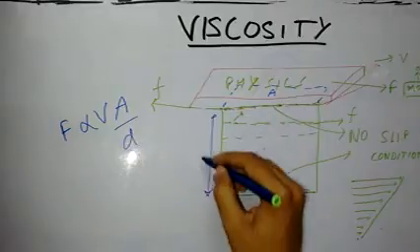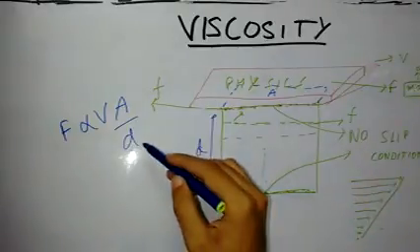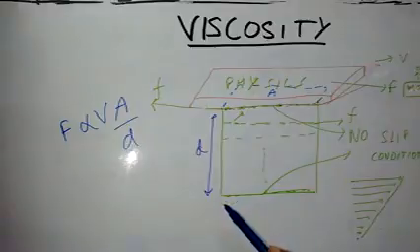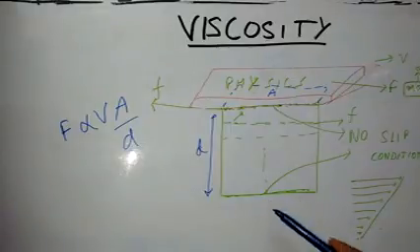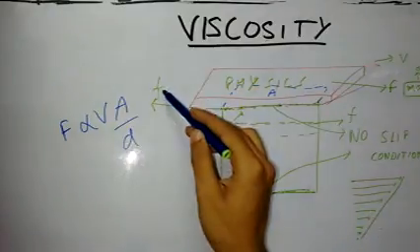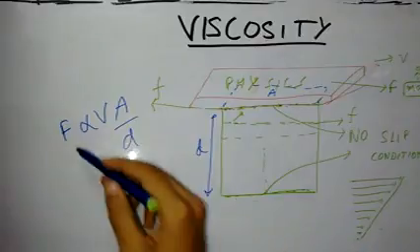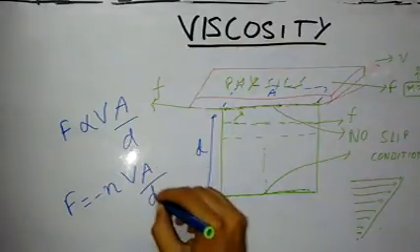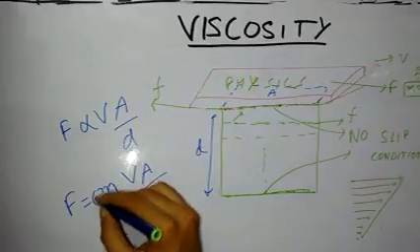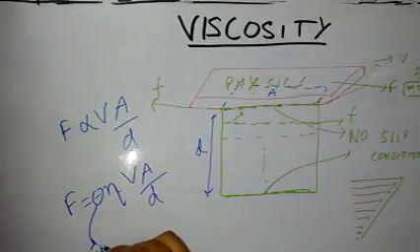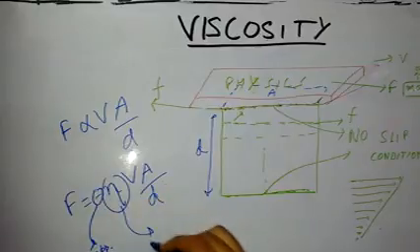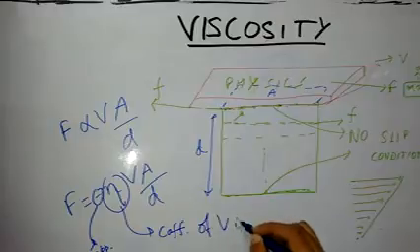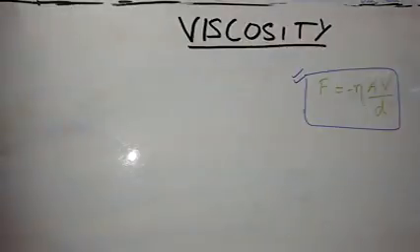What is D? D is the depth, and it is inversely proportional to depth because as it has more depth, there will be a large number of layers. The deeper it is, the more the number of layers, and more layers offer more resistance. So F is equal to minus eta vA by d. The minus only shows that it is opposite in nature, and this eta is the coefficient of viscosity. This formula is of great importance, so you must remember it.